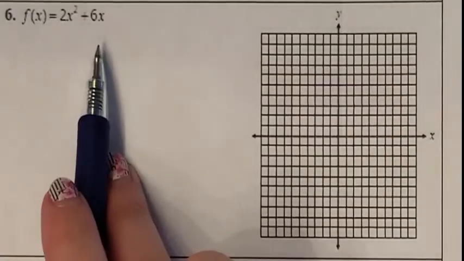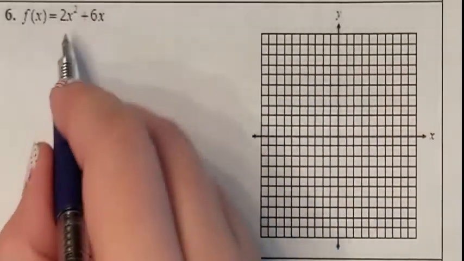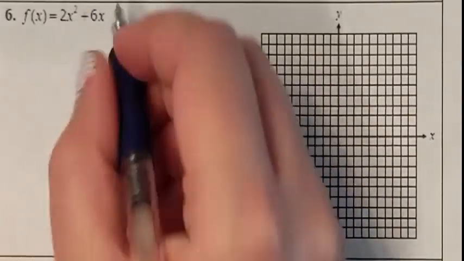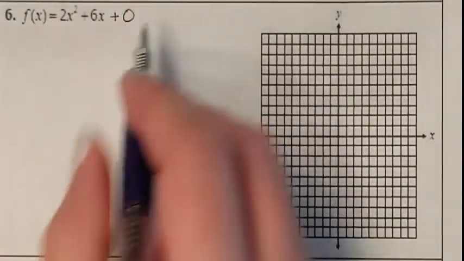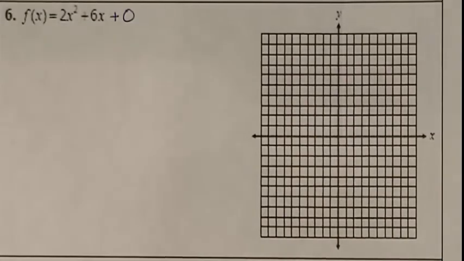Problem number 6 is also in standard form, you're just missing the c. So I have x squared, x, I'm adding 0, now it is in standard form. So please finish problems 3, 4, 6, and 7 for independent practice.